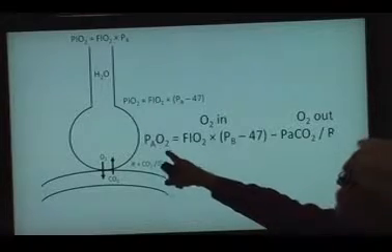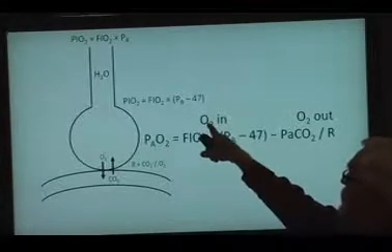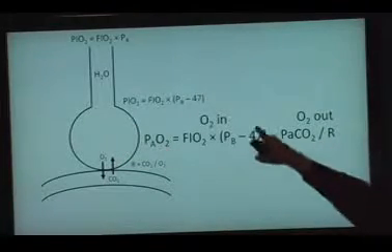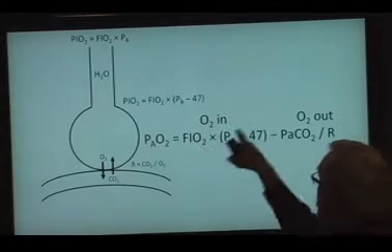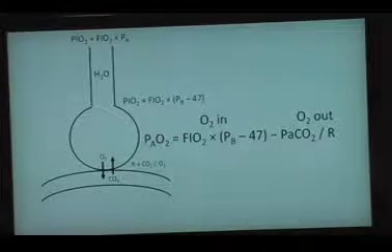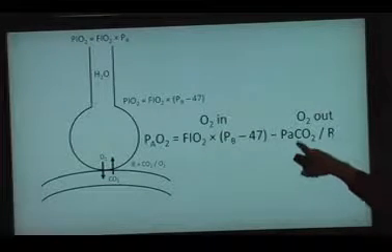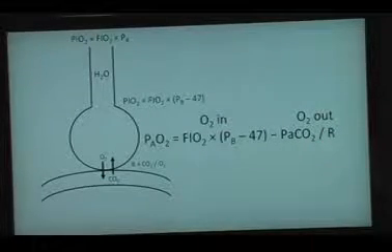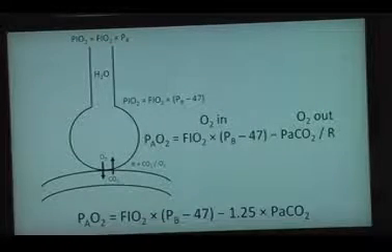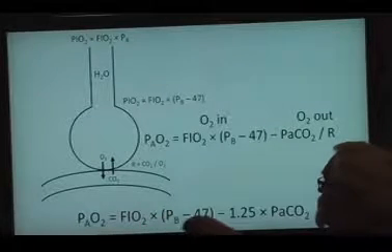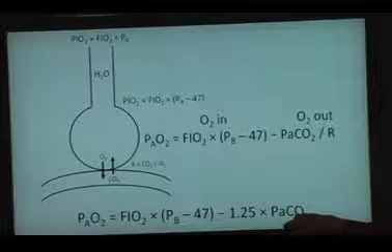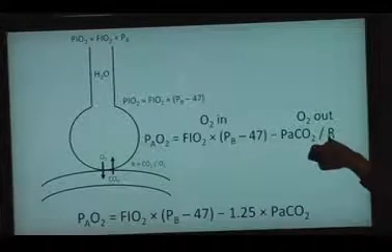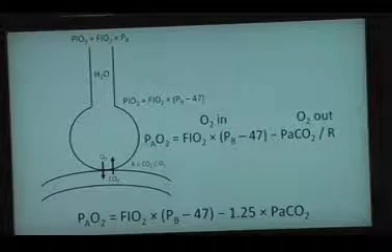So then the alveolar PO2 is going to be the amount of oxygen that goes into the alveolus minus the amount of oxygen that is lost from the alveolus. This is the amount of oxygen that goes into the alveolus. The amount of oxygen that leaves the alveolus is the PCO2 divided by the respiratory quotient, or 0.8. So then the alveolar PO2 is equal to the FiO2 times the effective barometric pressure minus 1.25 times the PCO2, because if you take 0.8 and you divide it into 1, you get 1.25.